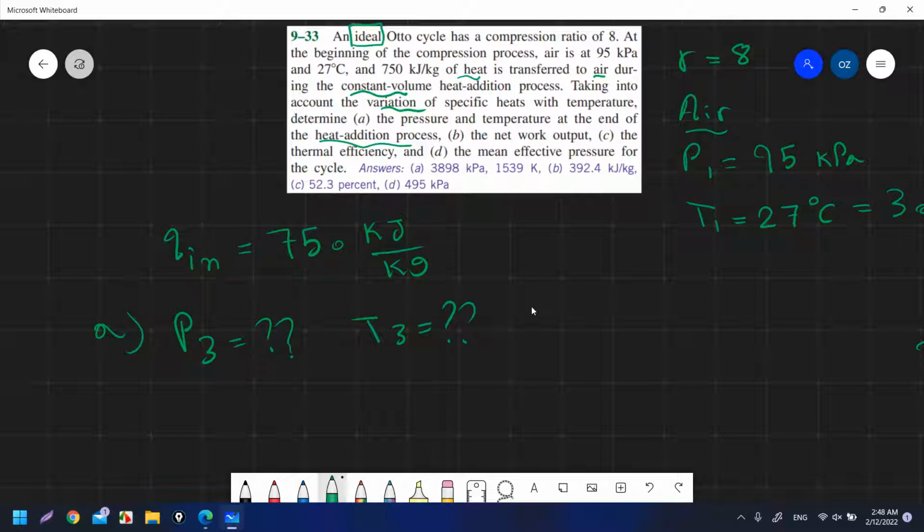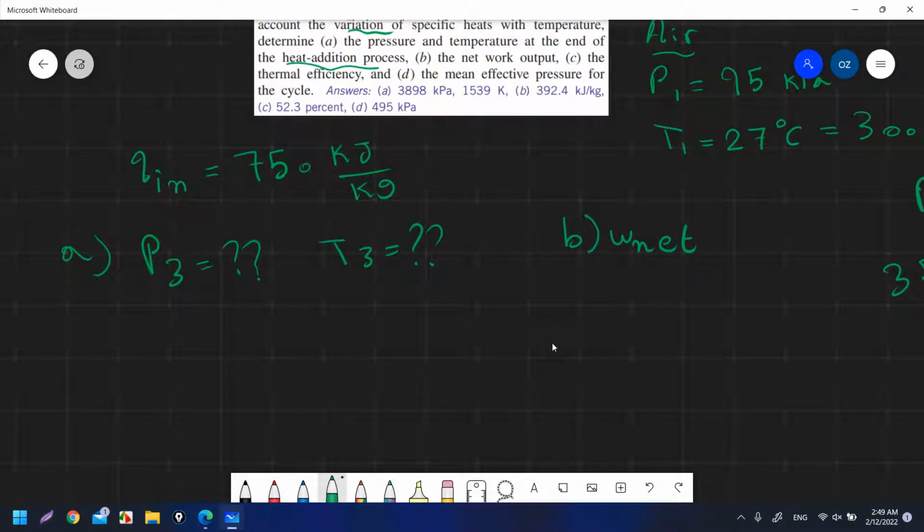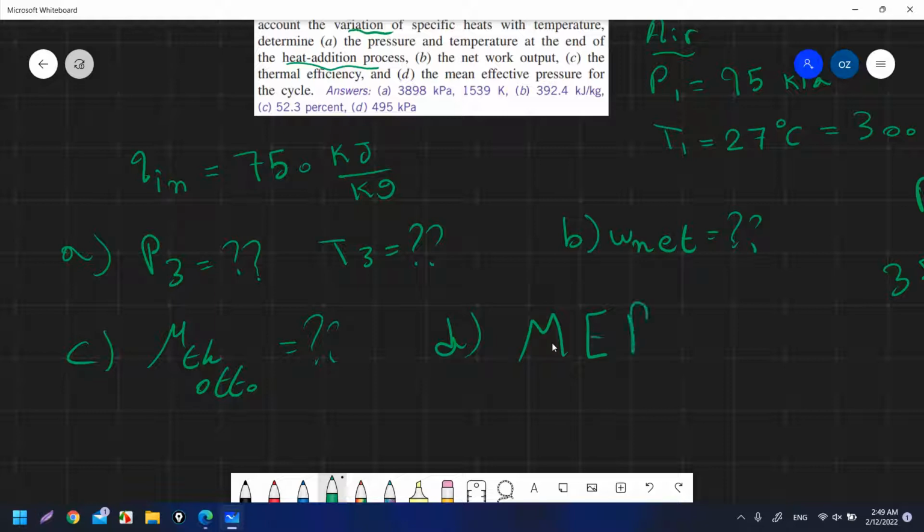Okay. And at part B, W net, the work output from the cycle. Okay, and for part C, the thermal efficiency for the Otto cycle. Okay, and part D, the mean effective pressure. You saw before the W net, you know about W net, the thermal efficiency, meaning W net over Qn, the famous equation, the usual equations.